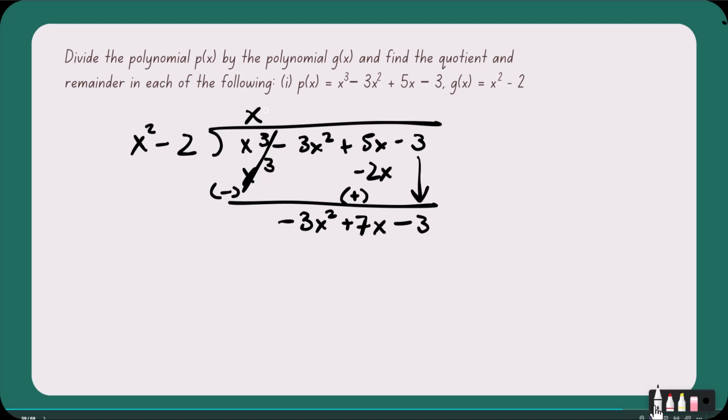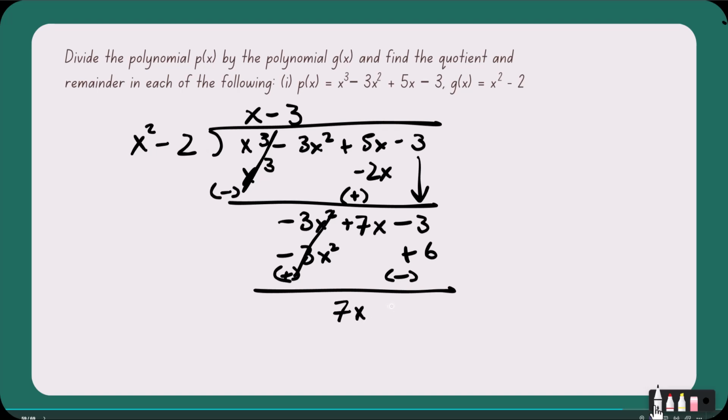Now what is the next number that I can use? I'll reuse minus 3, right? So when I use minus 3, it will become minus 3x square, minus will become plus x, right? Okay, change the sign. Subtract. What are you left with? We are left with 7x minus 9, right? Minus 6 and minus 3 will become 9. So this is the remainder and this is the quotient. Very simple, right? You can write it down.